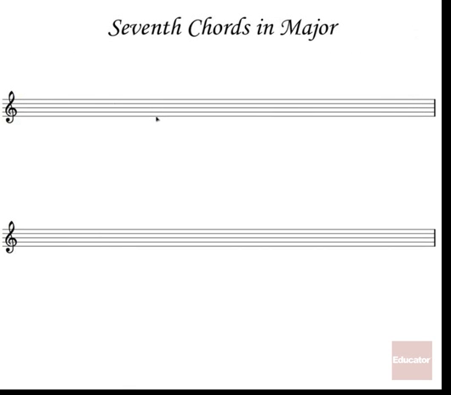So let's take a look at seventh chords in major keys. Just like we did with triads, I'm going to put us in C major here, and we'll spell out all the seventh chords and look at their qualities. To get a seventh chord, of course, we start with the basic triad, and then we simply add a third above the top note. So I'll do that for every degree in C.